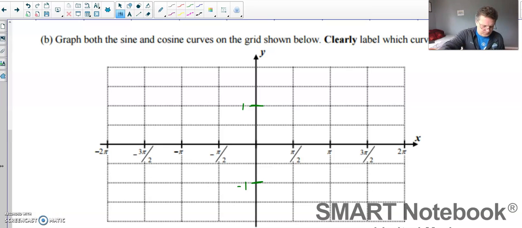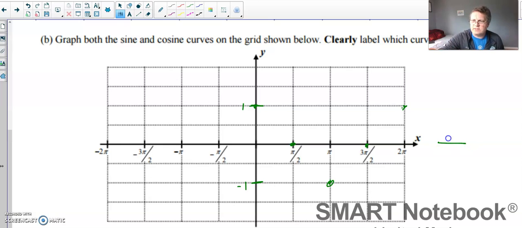At 0, you have 1. At pi over 2, which is 90, you have 0. At pi, you have negative 1. At 3 pi over 2, or 270, it's back to 0. And then at 2 pi, it's back up to 1. So when we're graphing and it says one complete curve, we need to see 1, 2, 3, 4, 5 plotted points. It gives me the starting and the ending and everything in between.